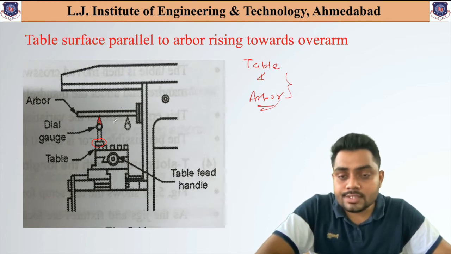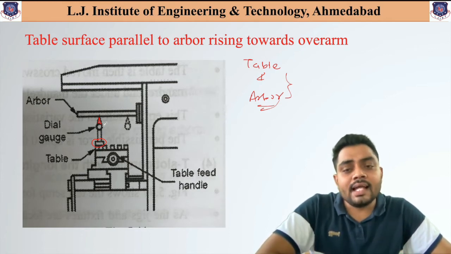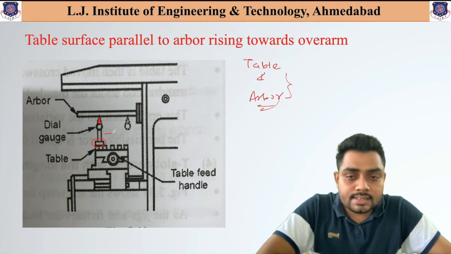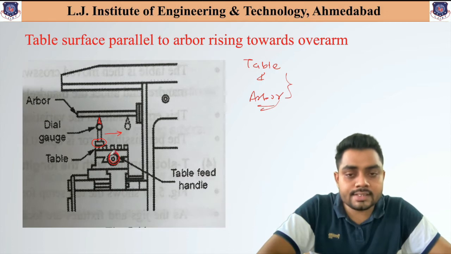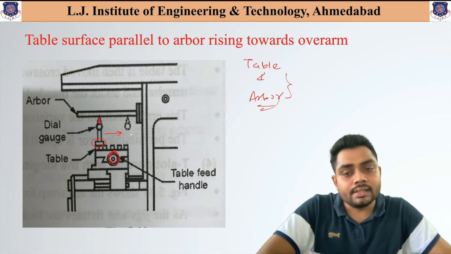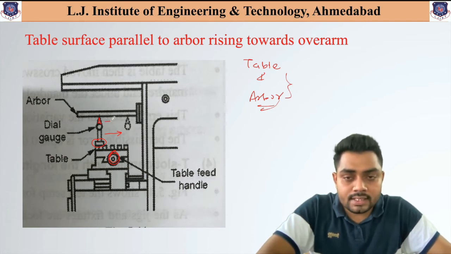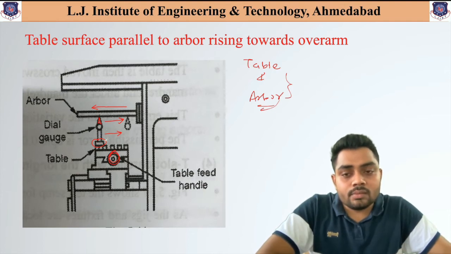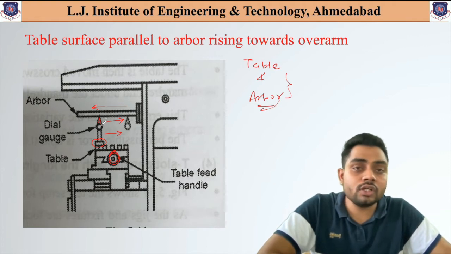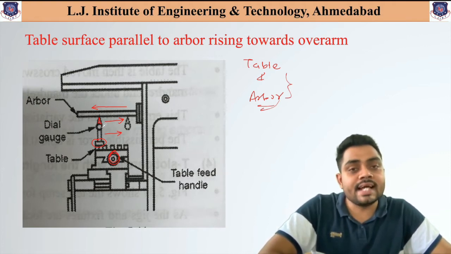So after arranging this dial gauge on the table and setting it towards the arbor, we move this dial gauge using the table handle. We rotate this handle, and due to the handle movement it moves in a particular direction, forward or backward. If there is perfect parallelism between the table and the arbor, then the dial gauge will not indicate any movement in its dial indicator.